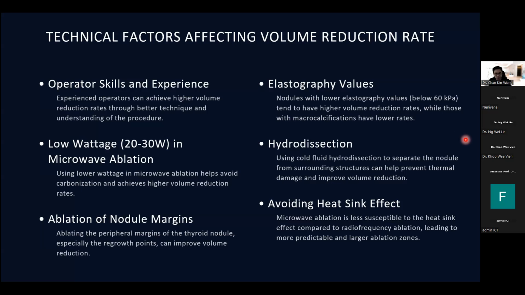Hydrodissection: we use cold fluid to separate nodules from surrounding structures to prevent thermal damage and also to avoid the heat sink effect. So over here, we don't do RFA, we tend to do microwave ablation. Okay, it is less susceptible to heat sink effect versus RFA, and it's more predictable.